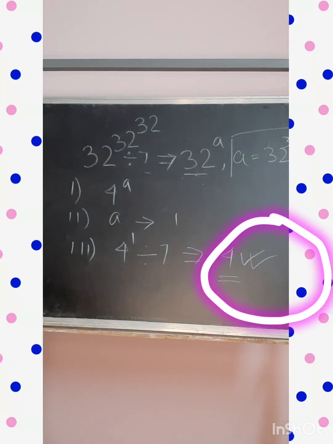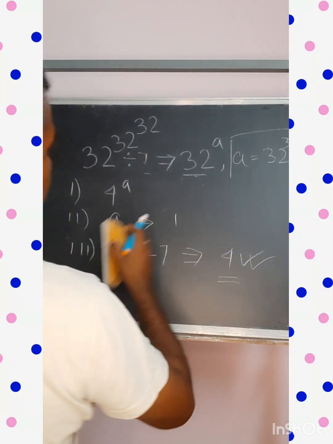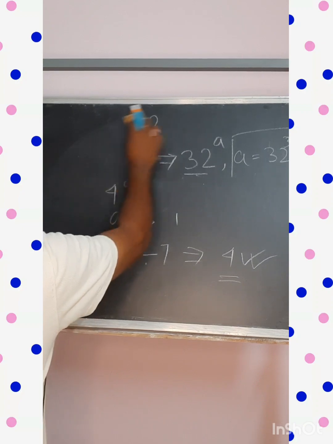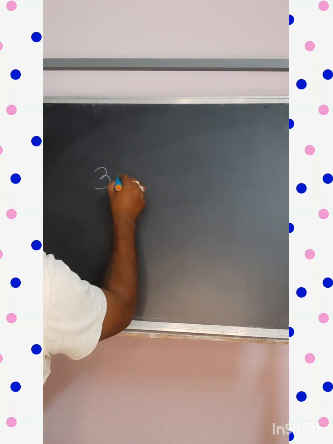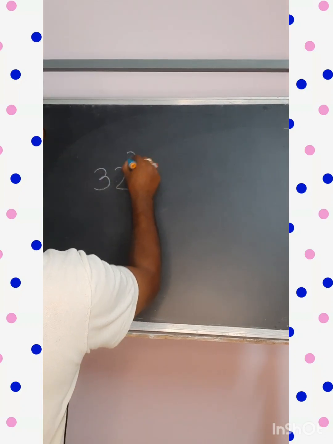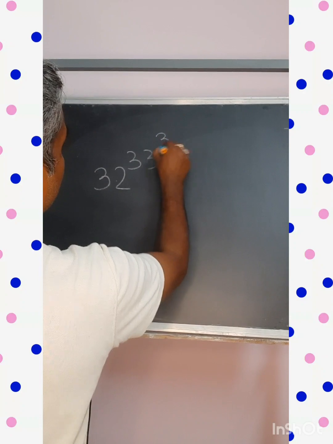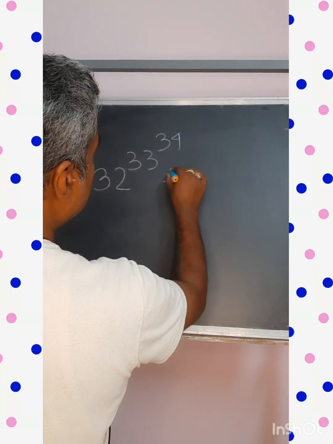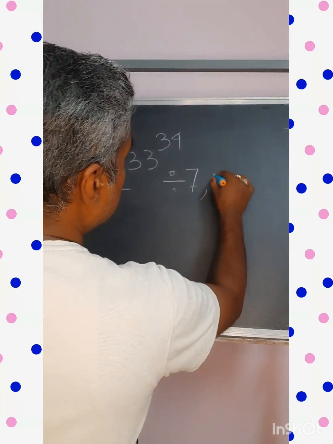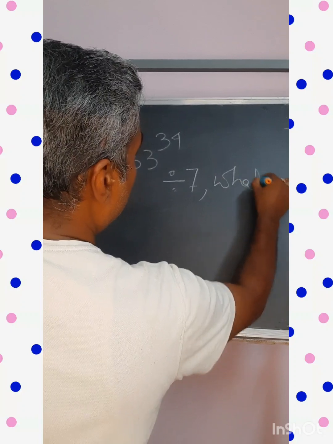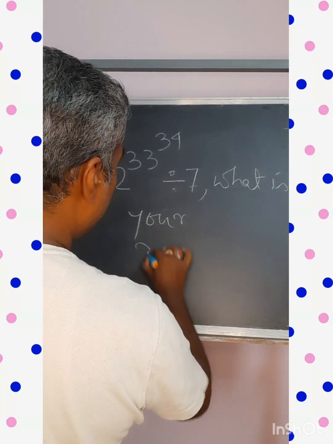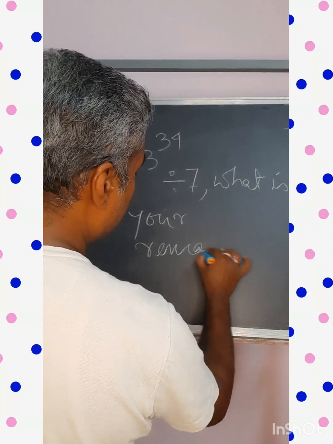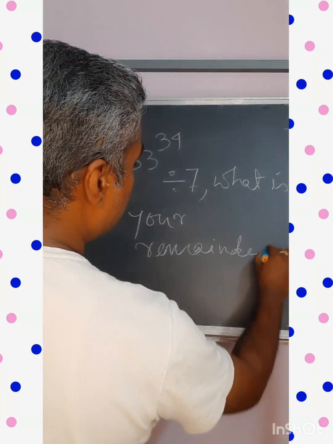So this is the method by which you can solve any problem. I will leave the second problem for you. Just try it at home, where it says 32 power 33 power 34, if it is divided by 7, what is your remainder? Okay, this is your task.